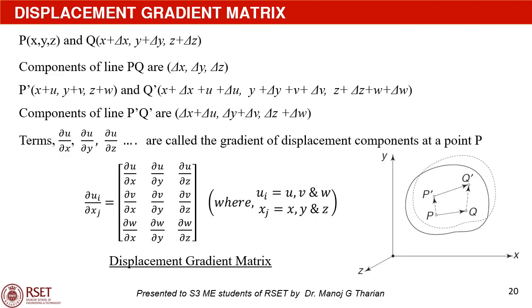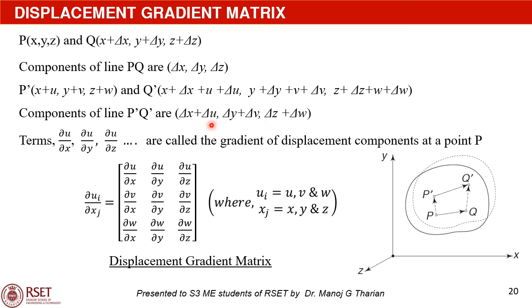The components of line PQ are obtained by taking the difference between the coordinates of Q and the coordinates of P, and we obtain the components as delta x along the x direction, delta y along the y direction, and delta z along the z direction. Similarly, the components of line P dash Q dash are obtained as delta x plus delta u along the x direction, delta y plus delta v along the y direction, and delta z plus delta w along the z direction.